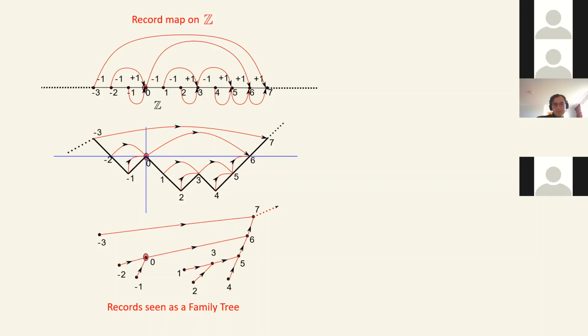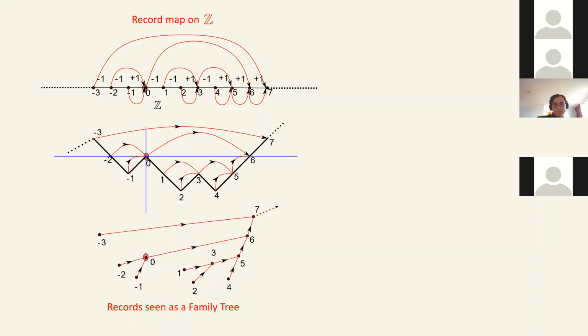I call this a record map. You could not see it here on the web, but I could see it on my laptop. I call this a record map because of the diagram, the middle diagram. You can see that 0 is mapped to 6 because it's the first time the random walk starting at 0 reaches the same level, at 6. And 2 is mapped to 3 because it's the first time that the increment is greater than 0. So that's a simple rule.